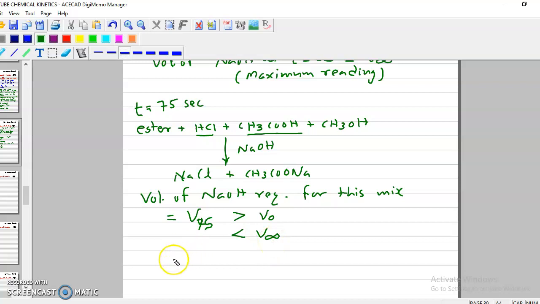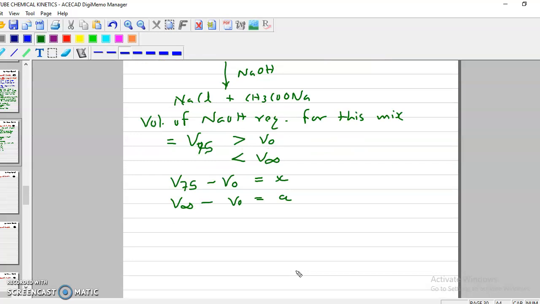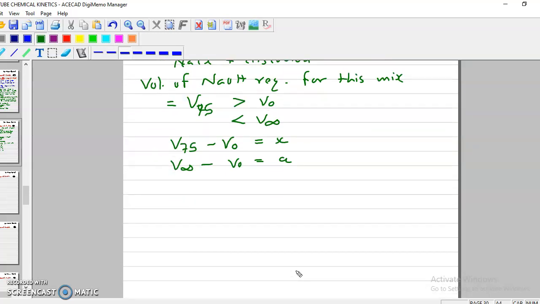Okay, so this way we got the V75 reading. If you subtract V0 from V75, we will get x. And if you subtract V0 from V infinity, we will get small a, that is the initial amount of ester utilized for the reaction. So this way we can find out x and a for any particular condition. We can take a reading after 119 seconds, and after 183 seconds also, as given in the table.